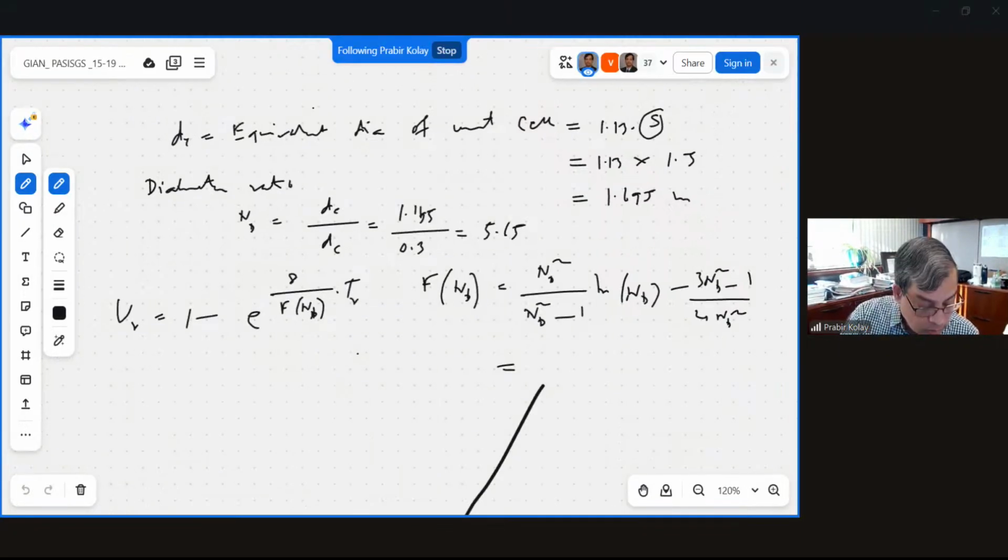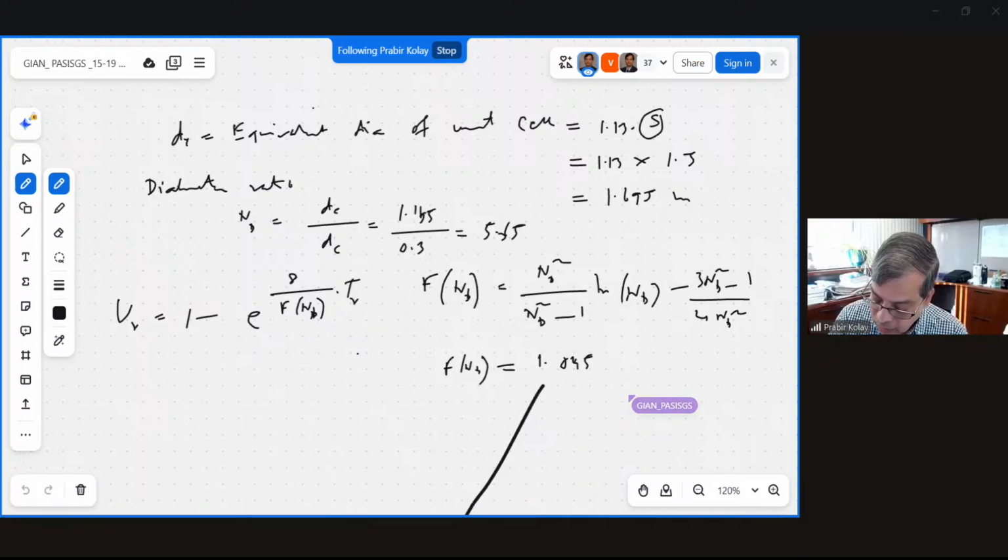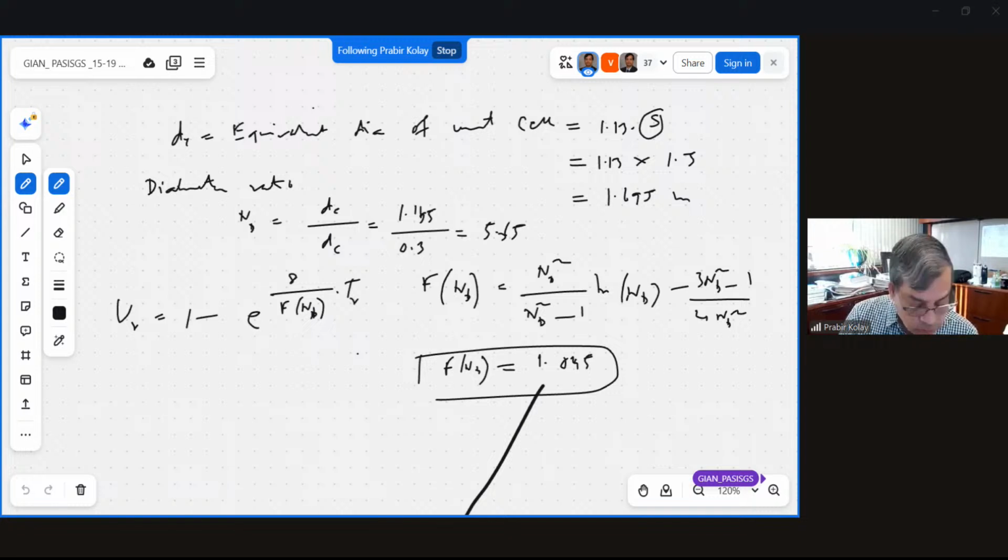Everything is known, so ND is equal to 5.65. If you calculate with ND equal to 5.65 everywhere, we'll get around 1.045. So that is the value of F and D. The only thing is here you need to assume that the coefficient of consolidation in the horizontal and vertical direction is the same. In that case, TR, you will get as CVR in the radial direction times T divided by this DE whole square.